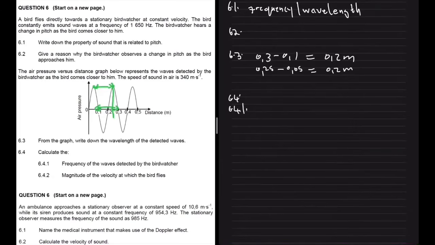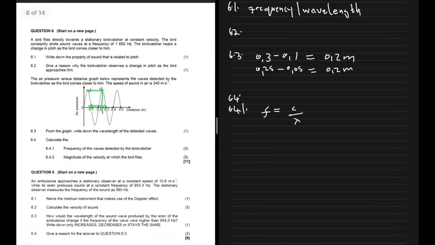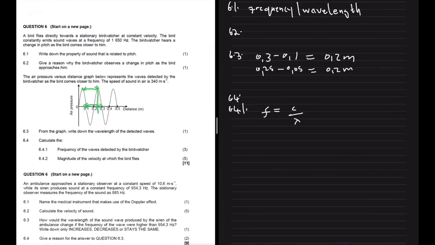6.4.1, the first question says frequency of the waves detected by the bird watcher. We know from definition that frequency is given by the speed of the certain wave in a certain medium divided by wavelength. We've already determined the wavelength is 0.2 meters. And on the question, we're given that the speed of sound in air is 350 meters per second. So we're just going to plug that into the equation.